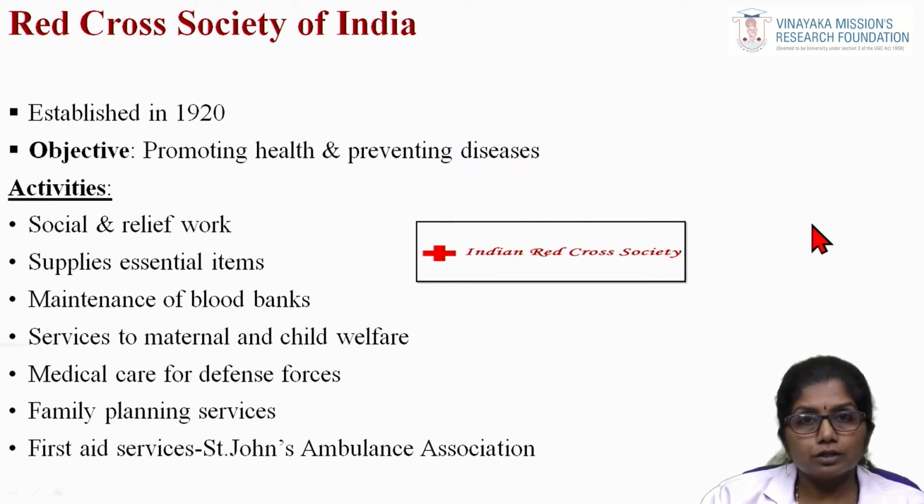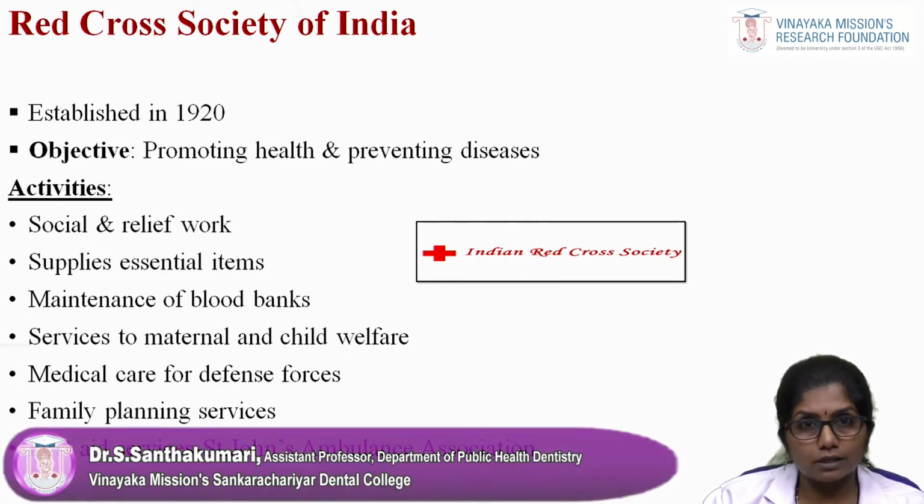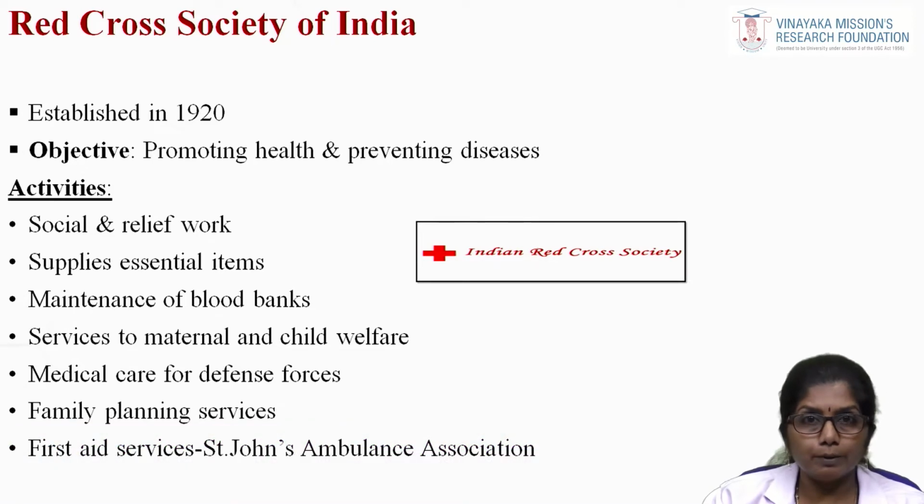The next is the Red Cross Society of India. It has a network of over 700 branches throughout the country. It provides relief in times of disaster or emergencies, and promotes the healthcare of vulnerable community people. Thus, these organizations create a congenial environment for peace. It was established in 1920. The main objective of this society is promoting health and preventing diseases.